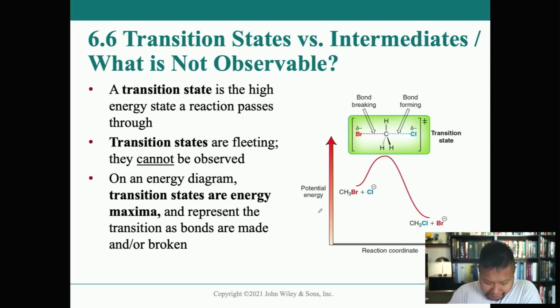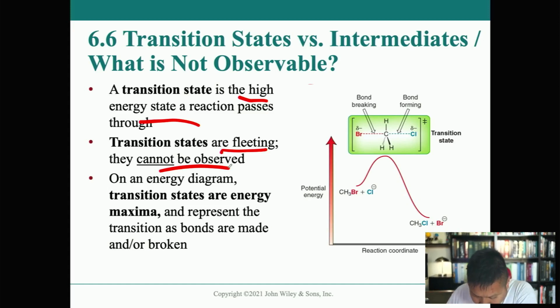The transition state versus the intermediates: what is not observable? Just like I was saying, transition states have high energy as the reaction passes through. They have super high energy, so they are fleeting and they cannot be observed. They're not around long enough for you to be able to actually see them.